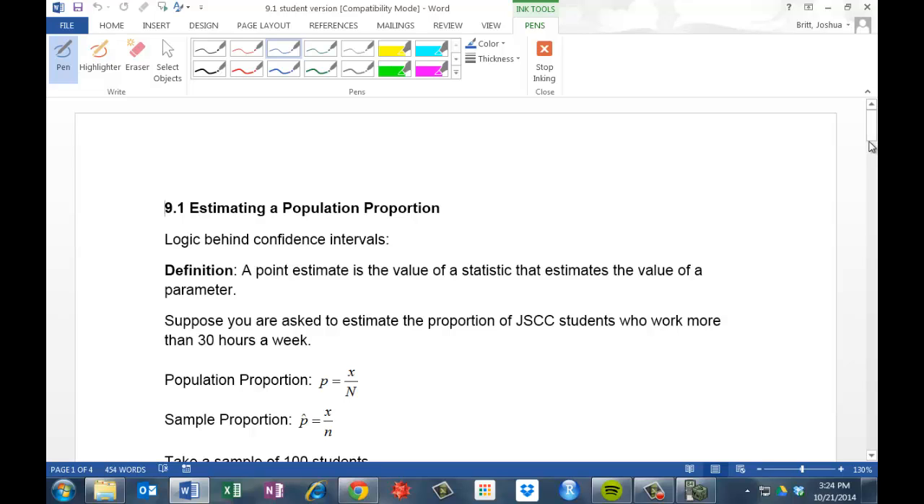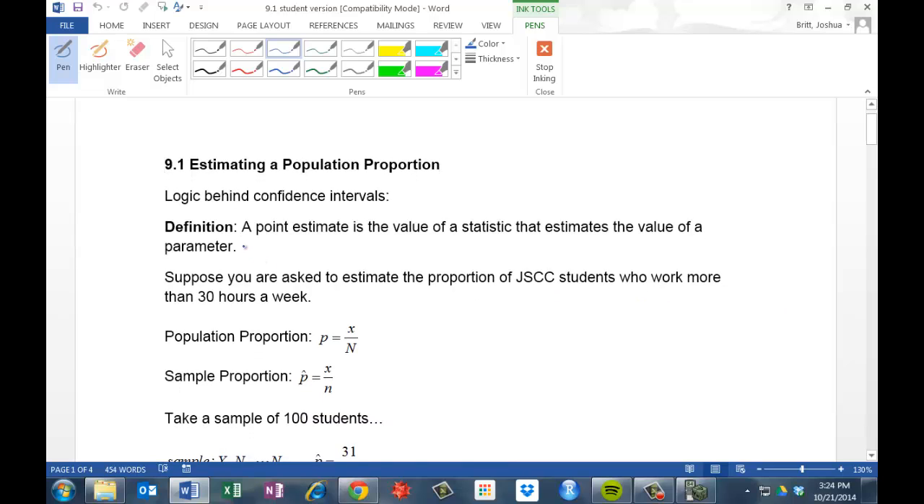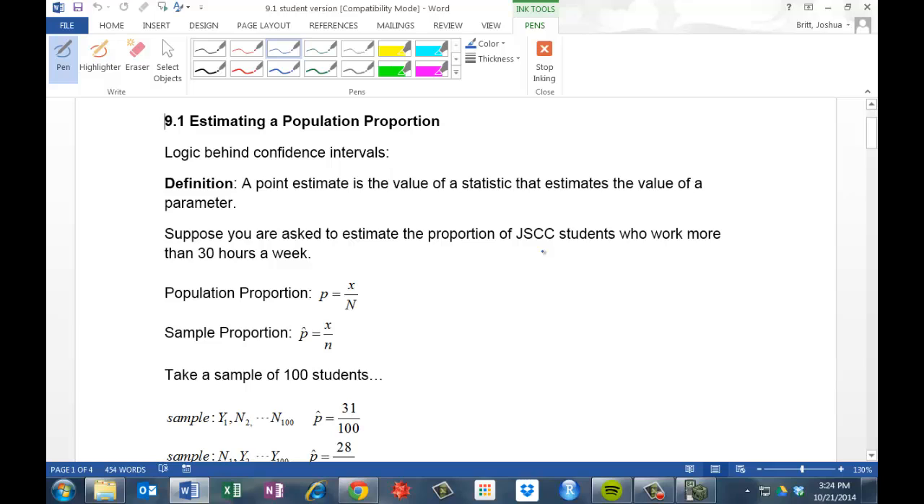Okay, we're going to take a look at 9.1, estimating a population proportion. I wanted to give you a little bit of background here. A point estimate is the value of a statistic that estimates the value of a parameter. So let's take an example. Suppose you are asked to estimate the proportion of Jackson State students who work more than 30 hours per week.